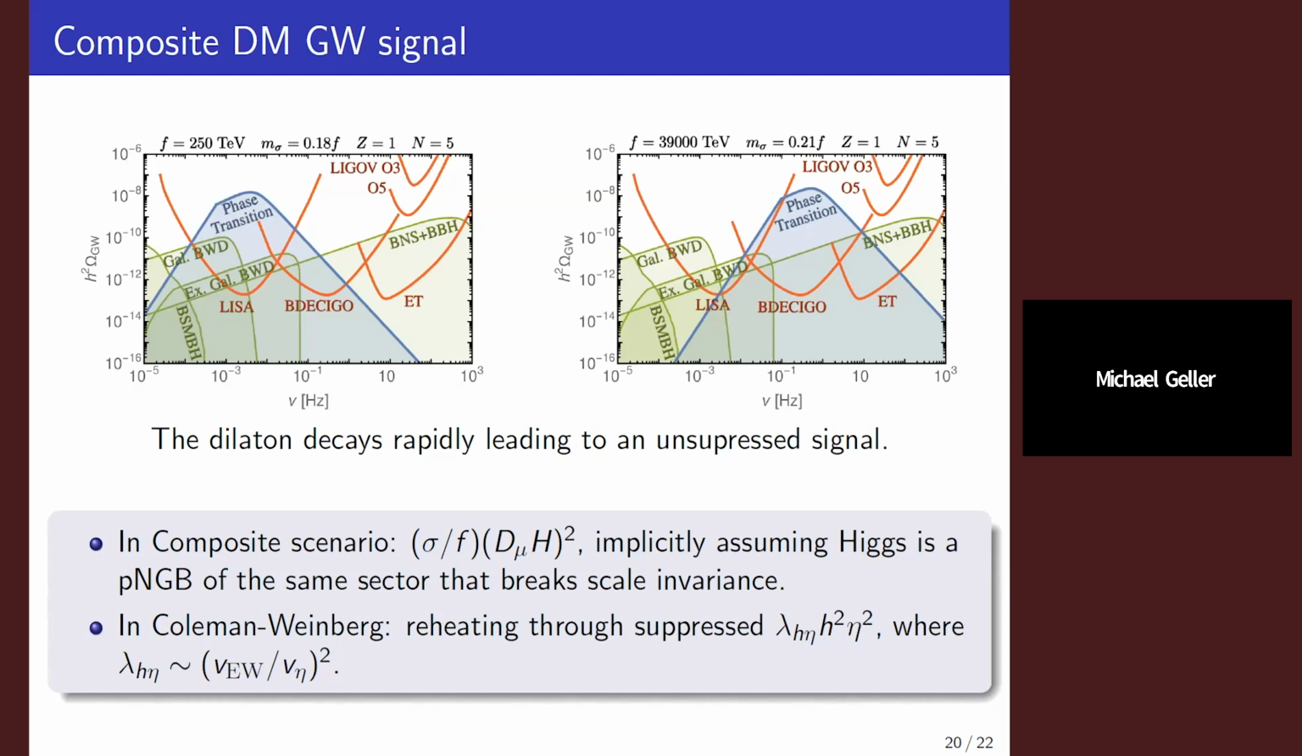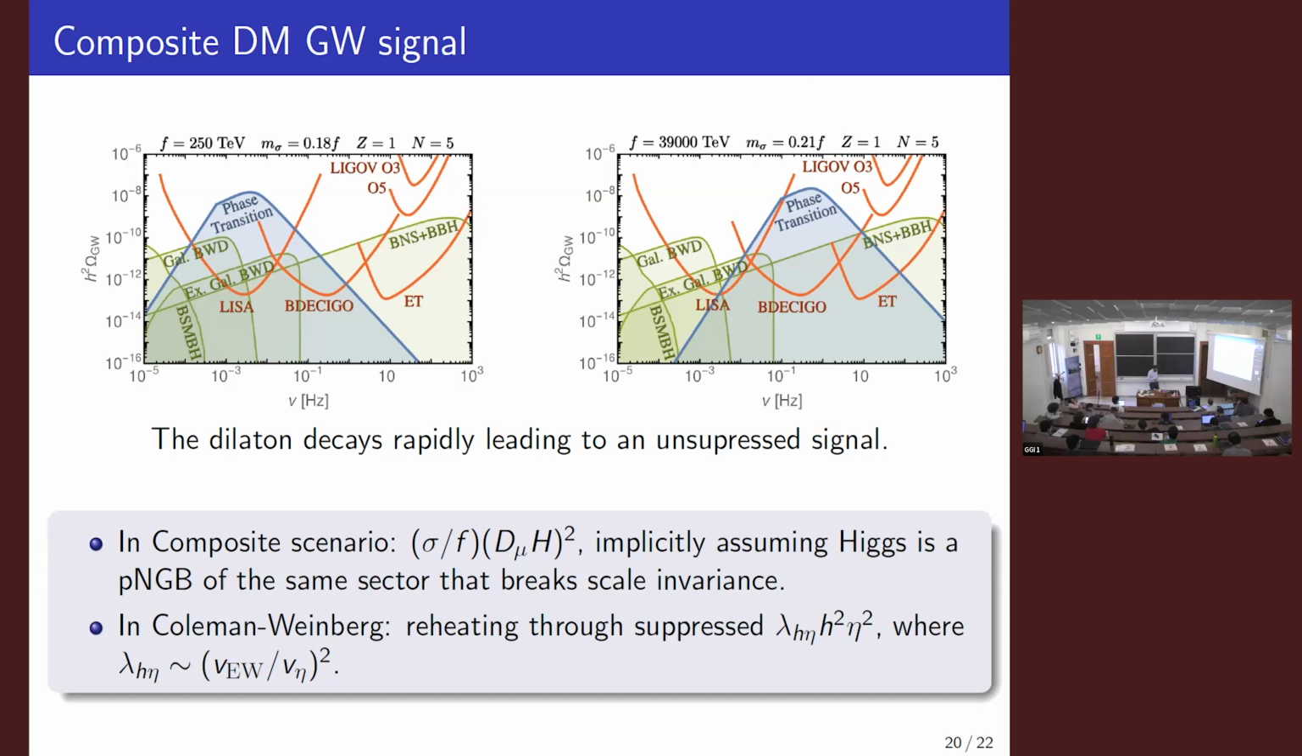But this is only if the dilaton is the lightest particle, no? If it can decay into lighter composite states, does that change it? Yeah. So here we allow for the Higgs to be a PNGB of the same sector. If there are other additional light particles, of the order of the dilaton mass, I think this EFT picture breaks down.